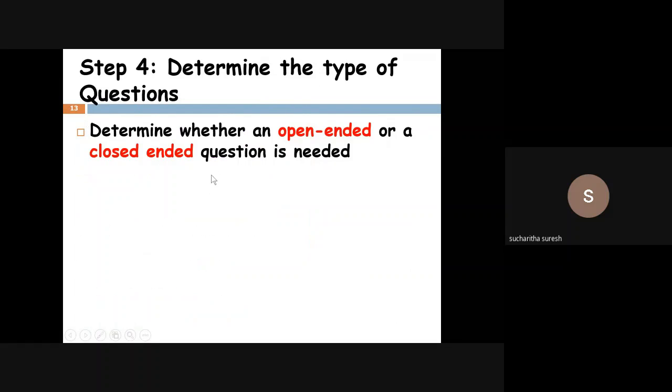Okay, all right. Now, step 4 is determine the type of questions. What is the meaning of that? See, type of questions means I cannot give you a question and say include this in your study. Not like that, because your objective is different. If there are 100 people here, each one's objectives are different, and what they're looking for is different. So here what I'm telling is determine whether an open-ended question should be given or a closed-ended question should be given. Now, this is one more issue that I have come across.